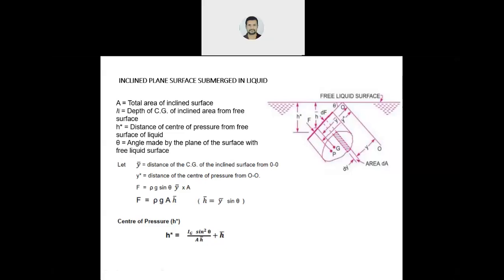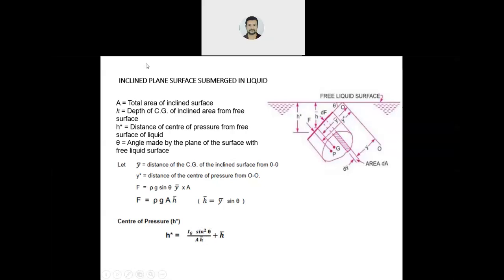Similarly, for the center of pressure, if you remember the first case of the vertical plane, what was the thing? It was Ig upon A h bar plus h bar. Clear? Now here in the case of inclined plane, it will be Ig into sine square theta divided by A h bar plus h bar. This sine square theta will multiply over here. Clear? So you have to remember this thing.